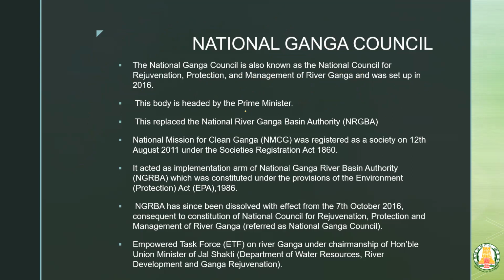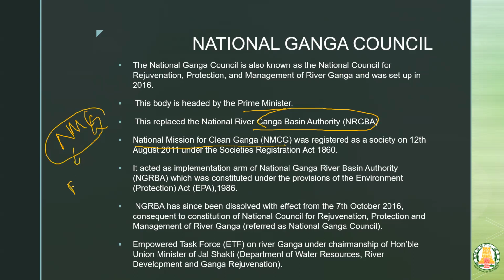The body is headed by the Prime Minister, and this has replaced the Ganga Basin Authority, which was earlier created. National Mission for Clean Ganga was registered as a society on 12th August 2011. So here, friends, remember, National Mission for Clean Ganga is the mission. This is the program.